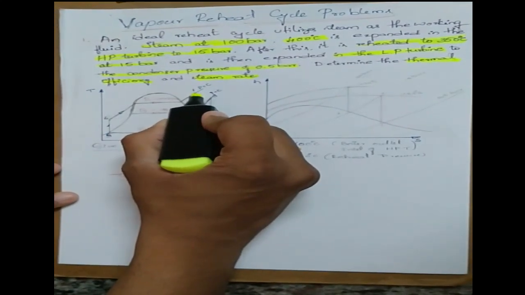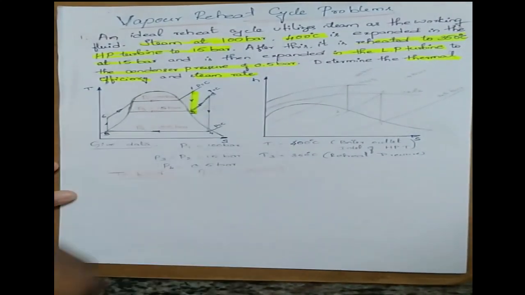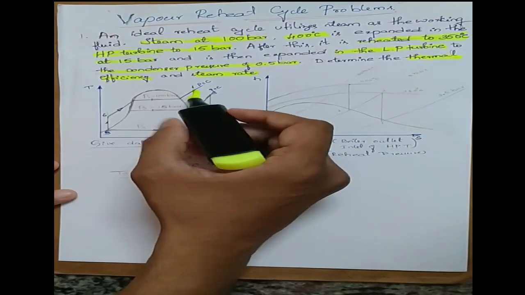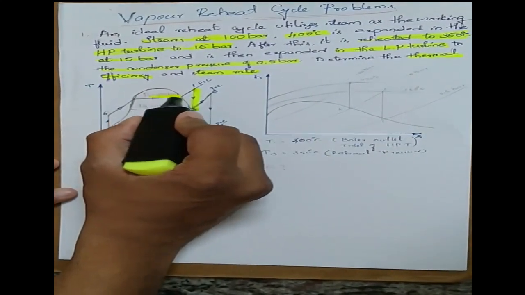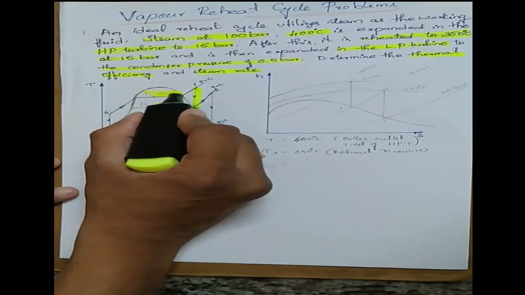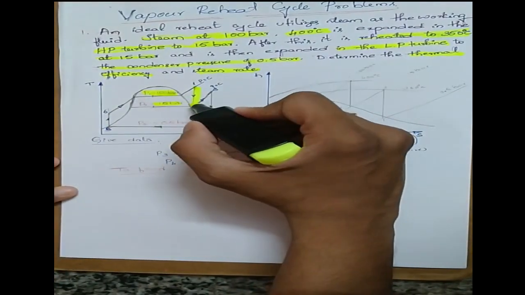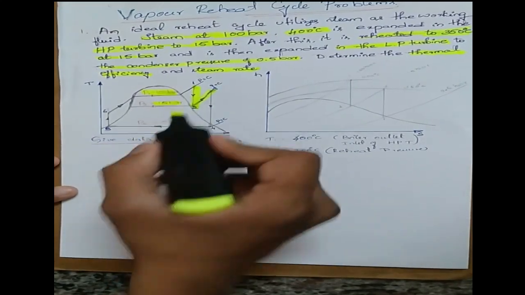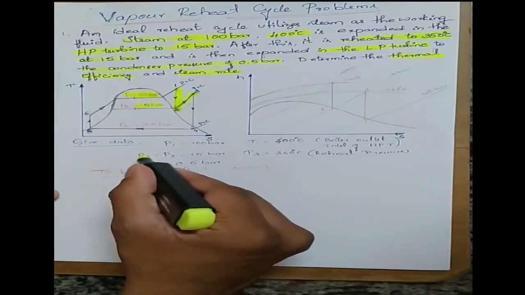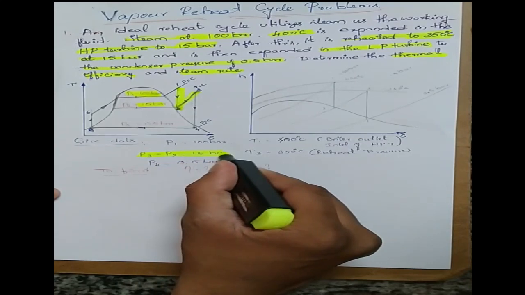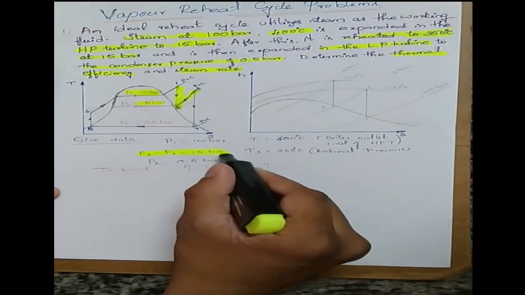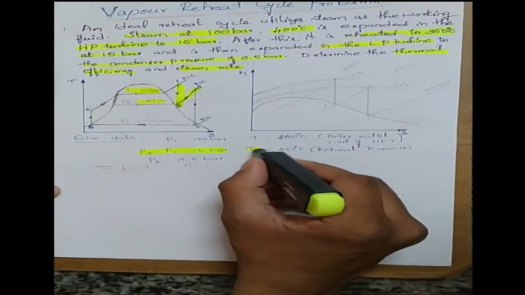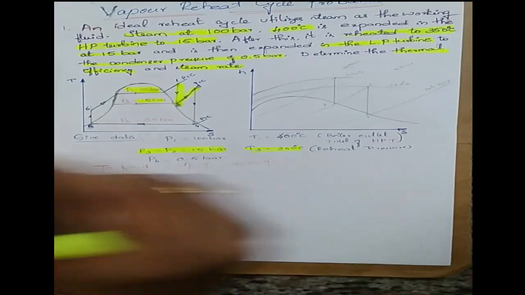So 1 to 2 is your high pressure turbine. It expands from 100 bar to 15 bar. Again it is reheated at the same pressure, that's why I have written here P2 is equal to P3. At the same constant pressure it is reheated to 350 degrees Celsius.